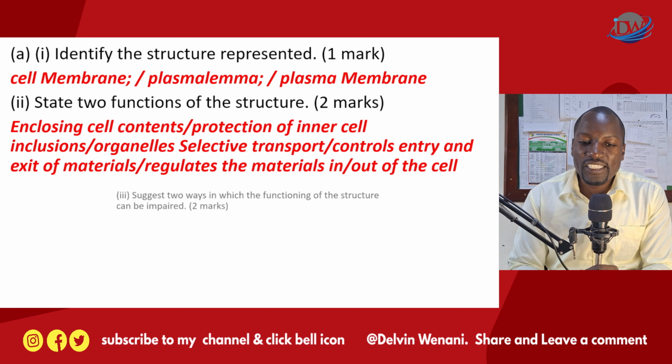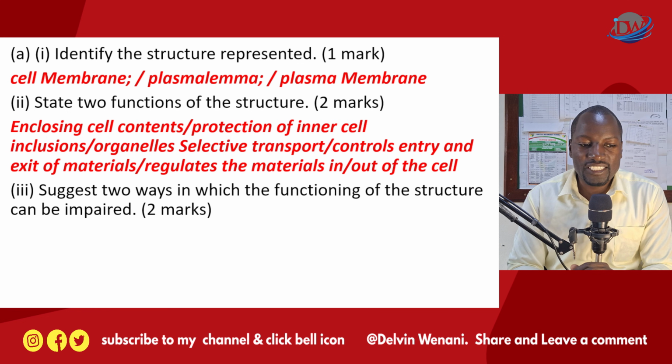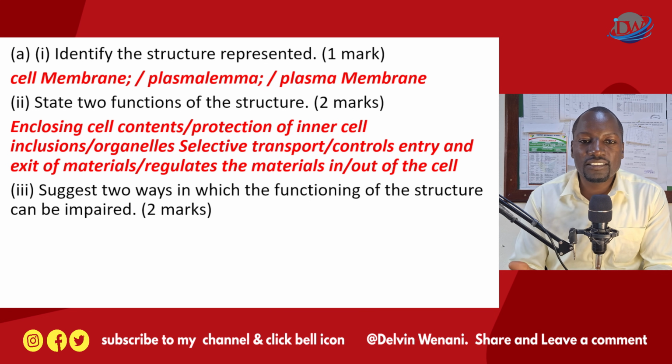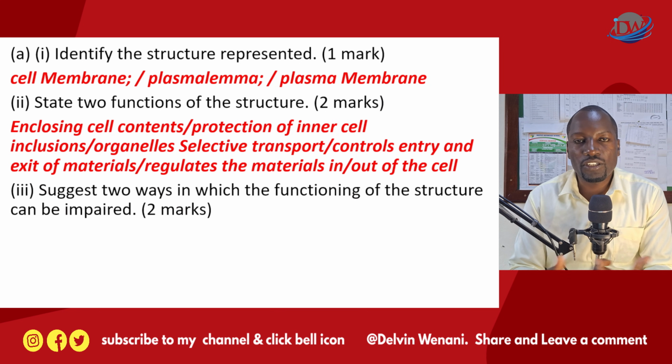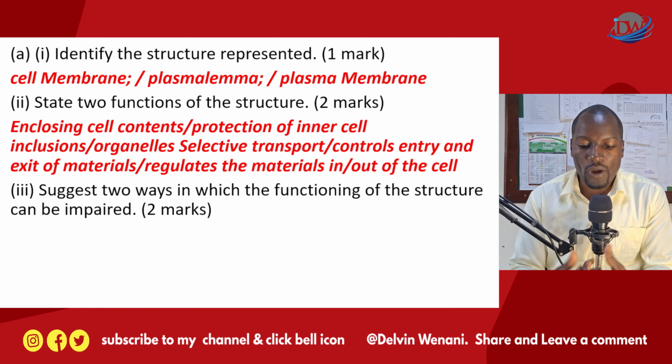Now, suggest 2 ways in which the functioning of the structure can be impaired. Suggest 2 ways in which the functioning of the structure can be what? Impaired. Now, this is the structure we are calling the cell membrane. How can it be impaired? Impaired means how can it not perform well, or what will cause it not to perform well.